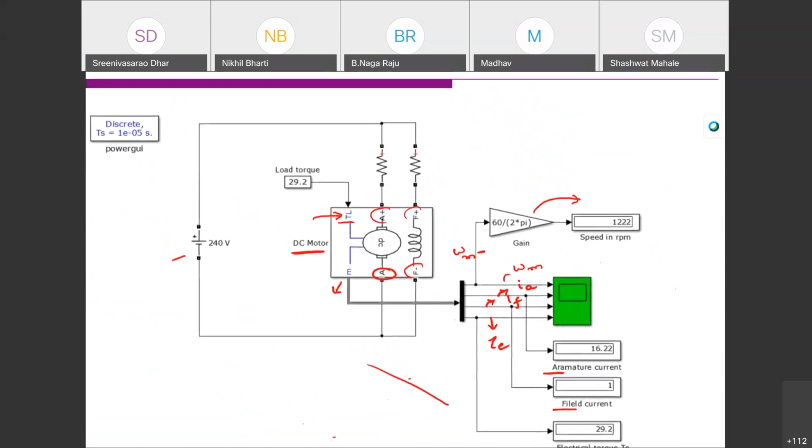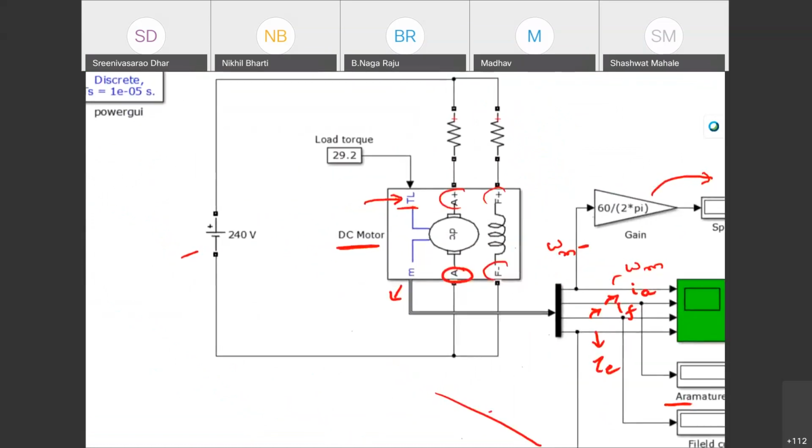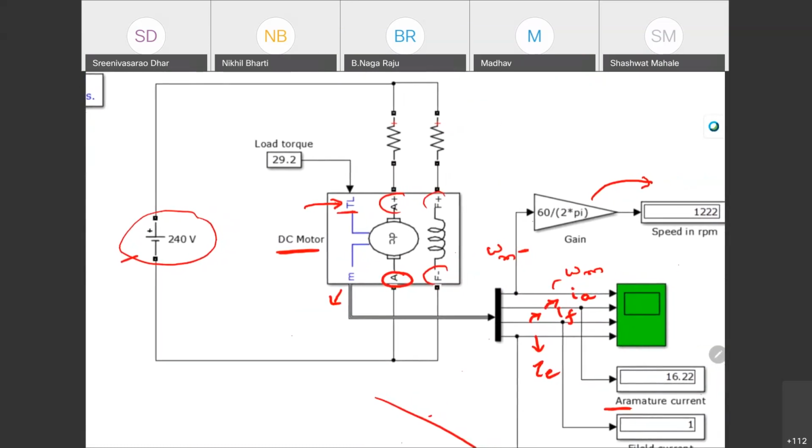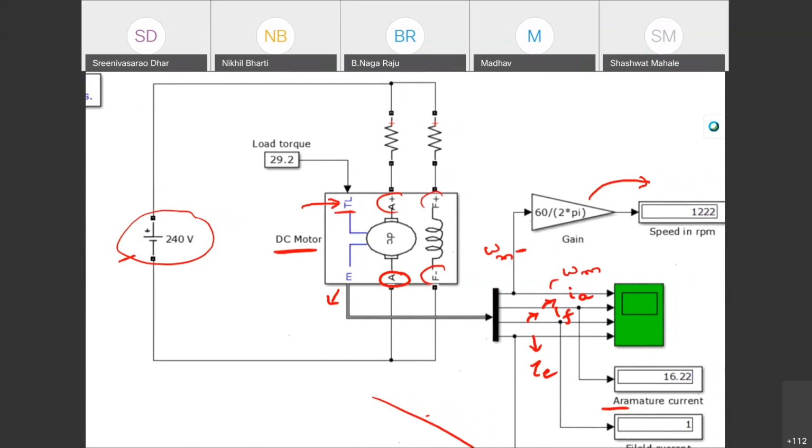Right, we have already decided these parameters. This is the supply voltage; I have given a supply voltage of 240. Roughly, I calculated the load torque for the parameters that I have chosen, and I have given this load torque 29.2. We already calculated this electromagnetic torque, so roughly I'm trying to operate the machine at full load.